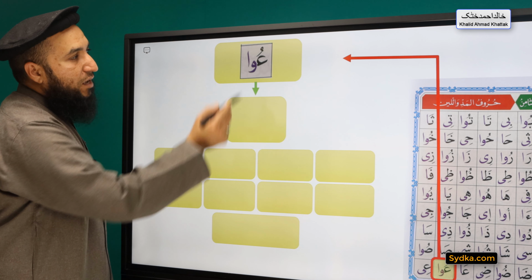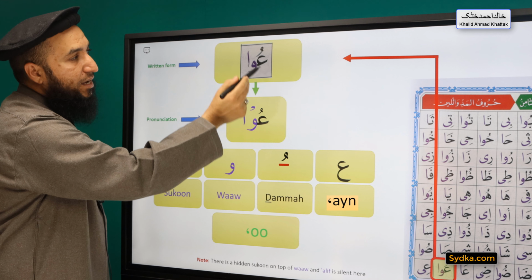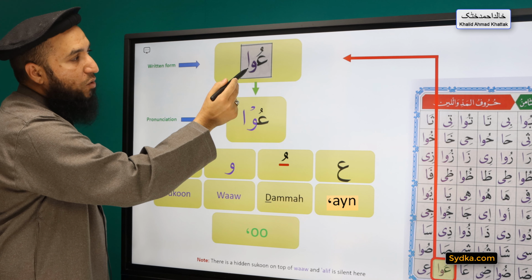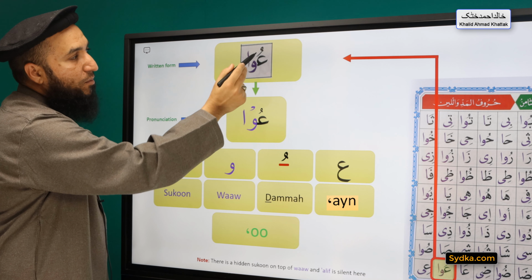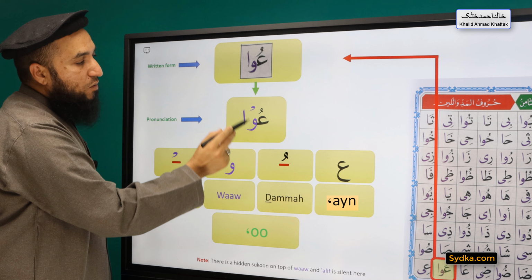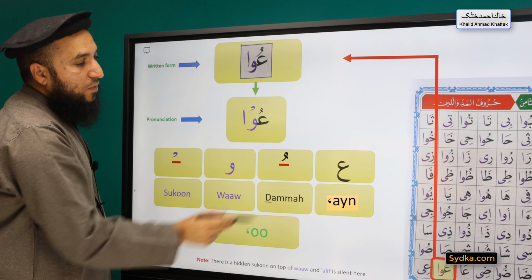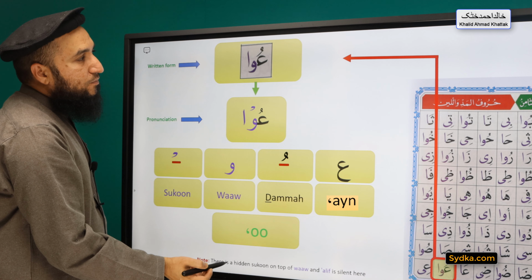The next syllable we have is Ain Dhamma Waw Sukoon. Ain is a light letter, it has Dhamma on top of it, it is followed by Waw, and Waw has hidden Sukoon, and this Alif is silent. Ain Dhamma Waw Sukoon, U.